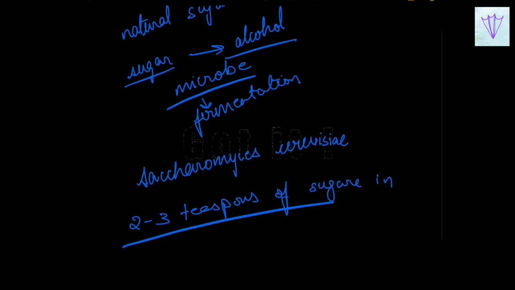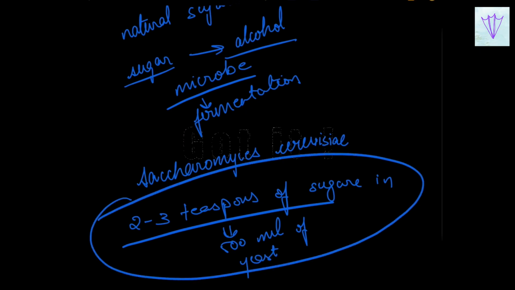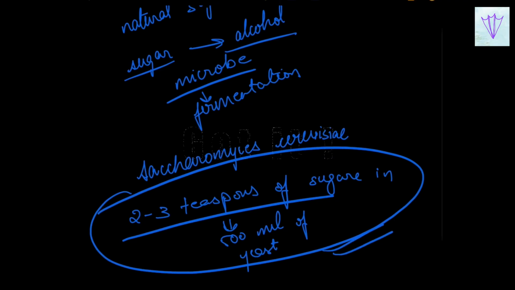The procedure of fermentation can be easily observed by adding 2 to 3 teaspoons of sugar in about 500 ml of water with half a spoon of yeast powder in a solution. The solution kept in a warm area for about 4 to 5 hours gives a smell of alcohol, that is ethyl alcohol. This is how you prepare alcohols.